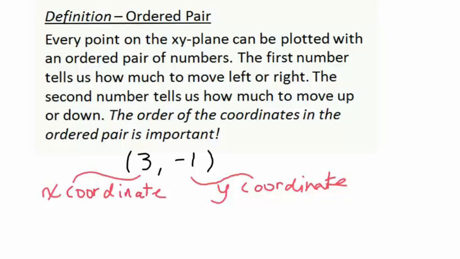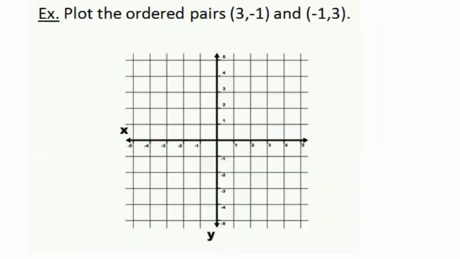Now it's important here to note that the order of our coordinates is important. For example, the ordered pair 3, minus 1 is not the same as the ordered pair minus 1, 3. Let's plot the ordered pairs 3, minus 1 and minus 1, 3.